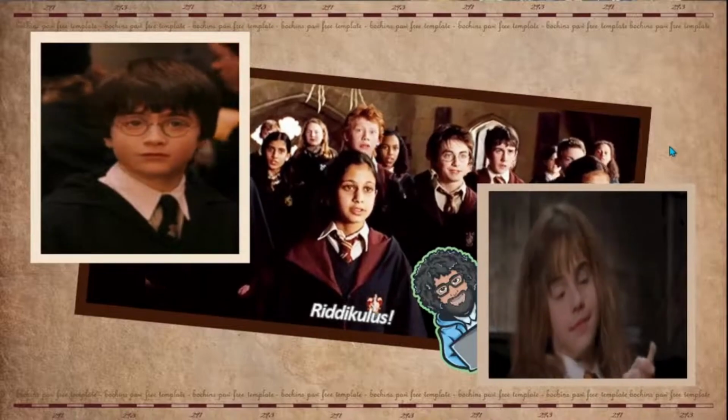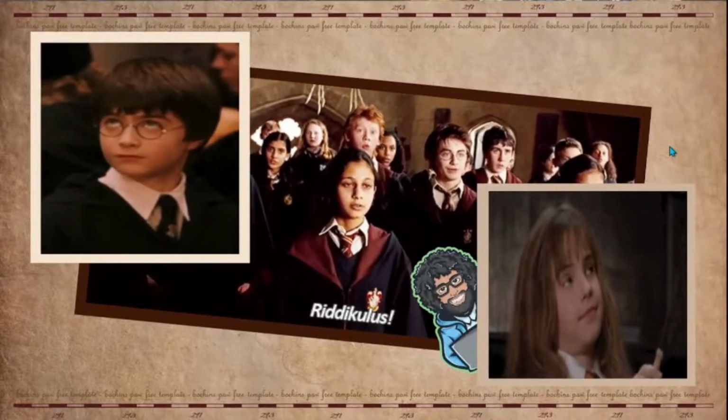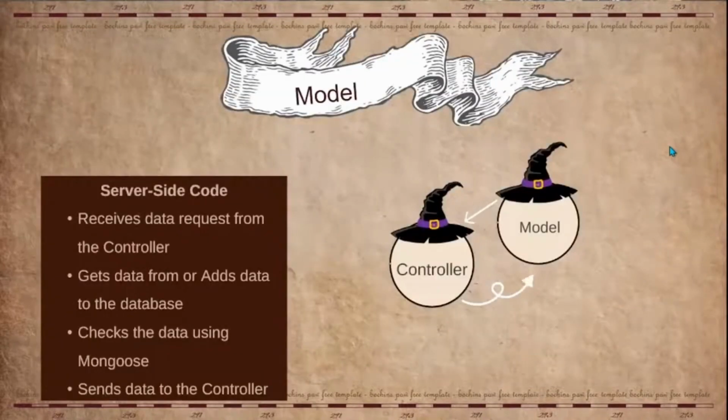Back to the model section. So the model receives a data request from the controller. The model gets or adds information to the database using Mongoose schemas, and then responds back to the controller.